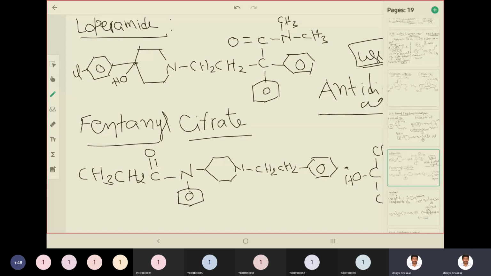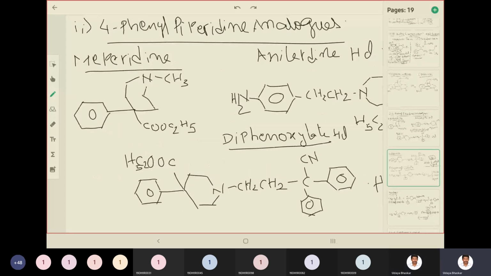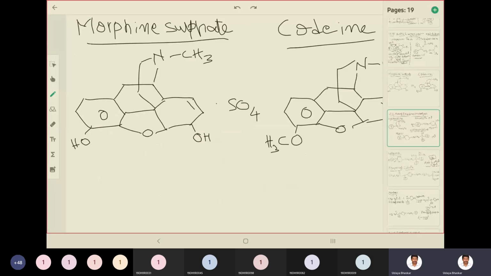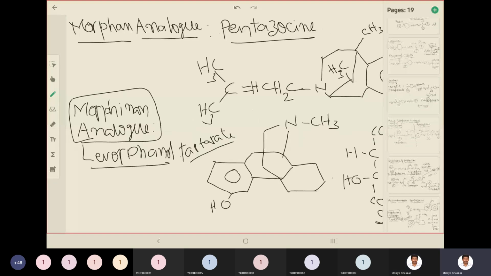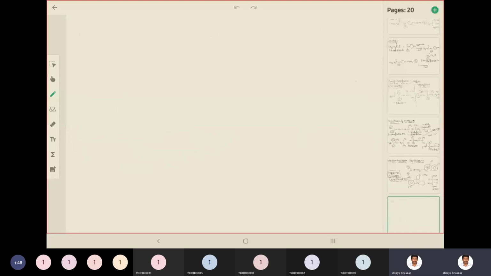Then comes meperidine and alphaprodine, and both are synthetic analgesics having pain arresting properties, and morphine and codeine also the same. So these are the uses of narcotic analgesics.